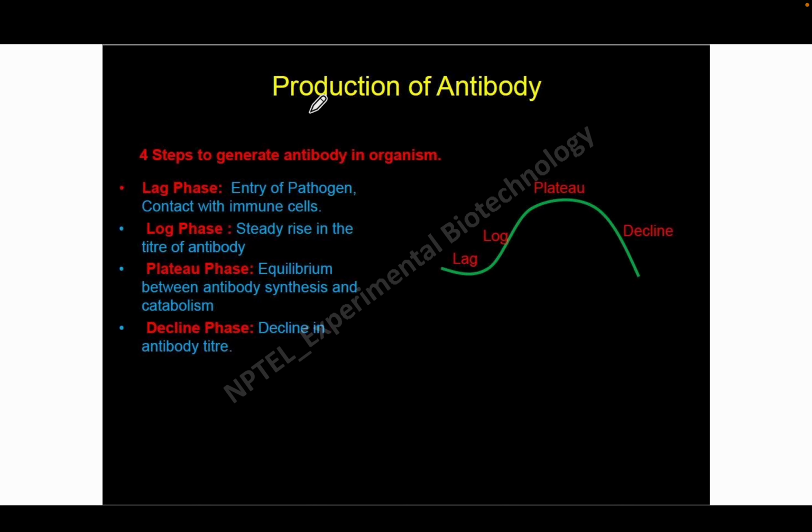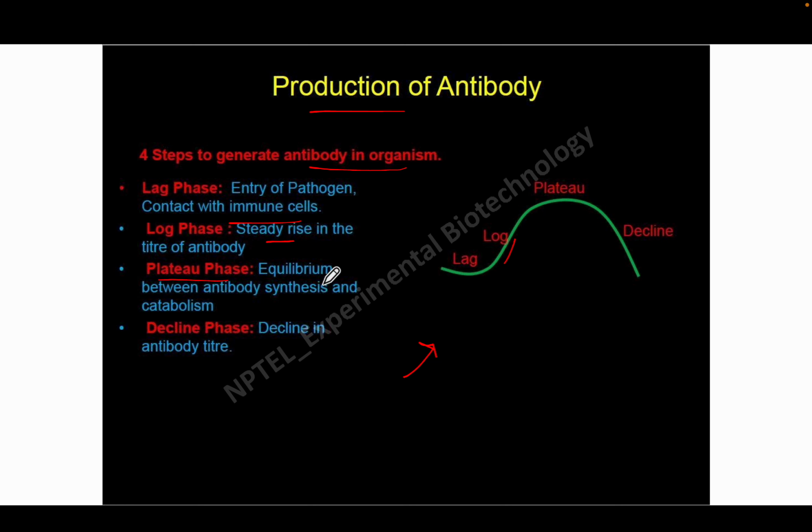Now, production of antibody. We'll discuss the 4 steps to generate antibody in an organism. At first, the lag phase. What is this? When a pathogen or any infectious particle, immunogen or antigen enters your body, it slowly starts getting in contact with immune cells. Then the log phase, a steady rise in the titer of antibody. Whenever they get in contact, those immune cells get activated, and through different mechanisms they start producing antibody. So in this log phase your body starts producing antibody.